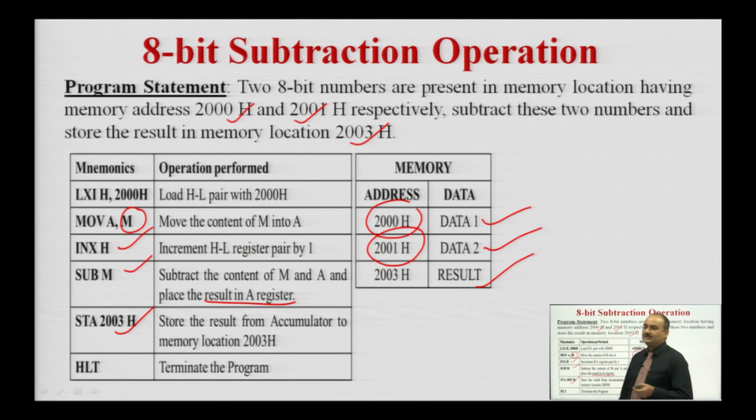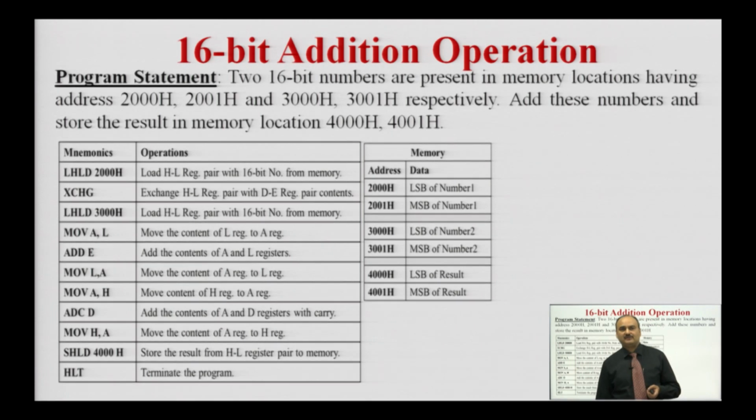With the help of this instruction, the microprocessor will store the result into the memory location having address 2003 H, and finally terminate the program with the help of HLT instruction. So, this is the program which is used to perform 8-bit subtraction operation. Next is the 16-bit addition operation.